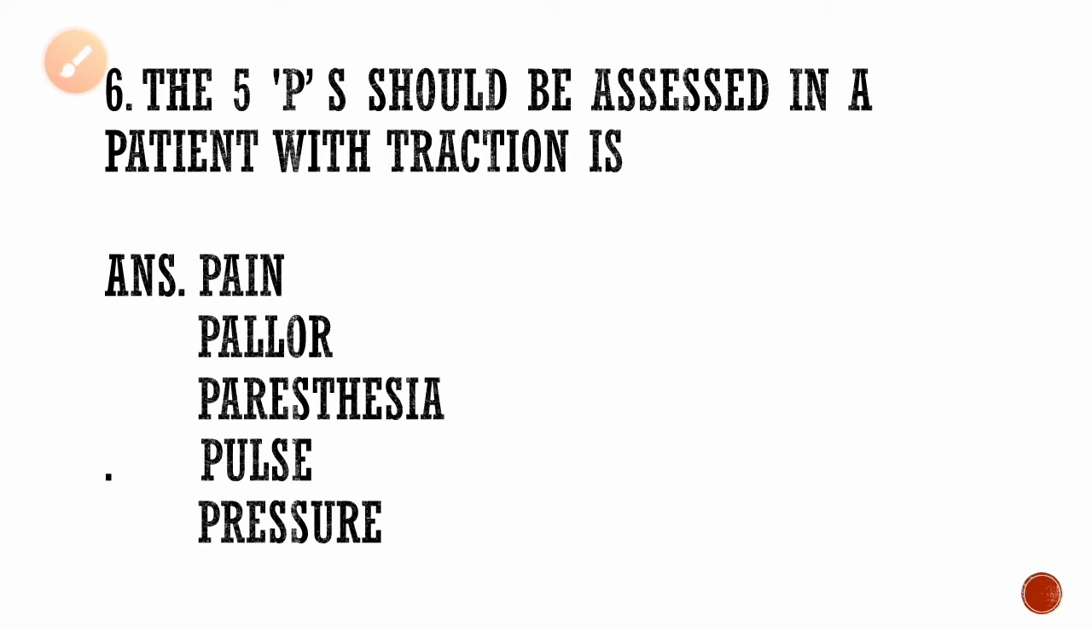Next, pulse. Obviously we should check the pulse which is near to the affected area. We all know there are numerous pulses, like temporal pulse, femoral pulse, radial pulse, ulnar pulse, and popliteal pulse. The pulse which is near to the affected area should be checked more. So if the patient has a neck fracture, you have to check the cervical pulse. If the patient has a lower limb fracture, you have to check the popliteal pulse. Next is pressure. The pressure should be checked so that the patient's blood pressure is fine or improving.